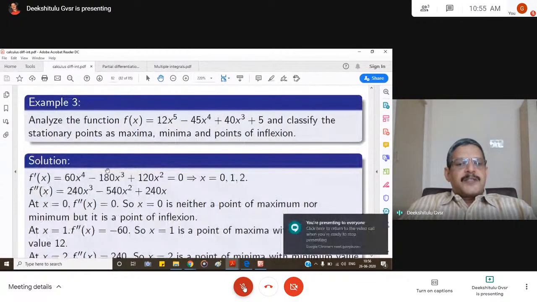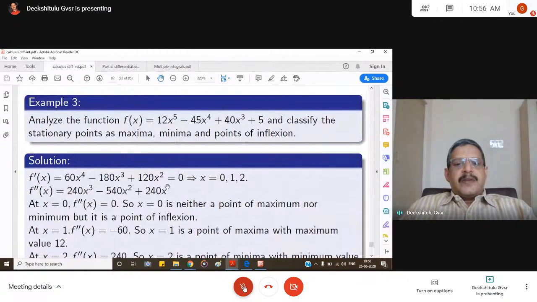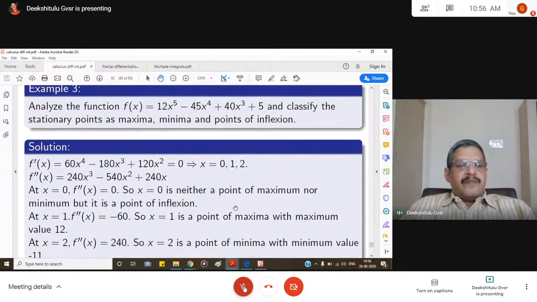F dash x is 60x power 4 minus 180x cube plus 120x square equal to 0. If you take x square common, the roots are x is equal to 0, 1, 2. Again, find the maximum minimum points. Find f double dash x. This is 240x cube minus 540x square plus 240x. Substitute the points. At x is equal to 0, f double dash is 0. So x is equal to 0 is neither a maximum nor minimum point. It's a point of inflection.